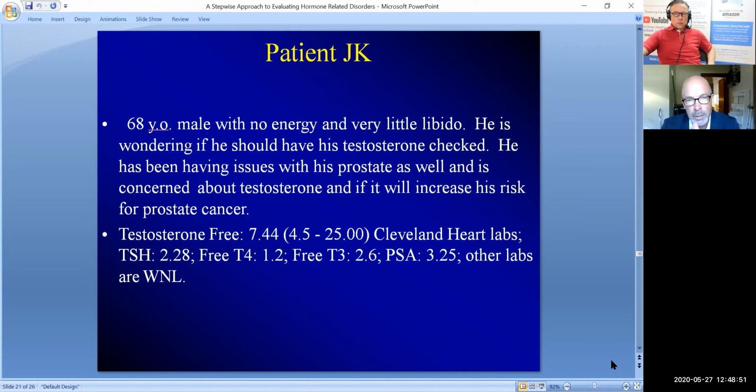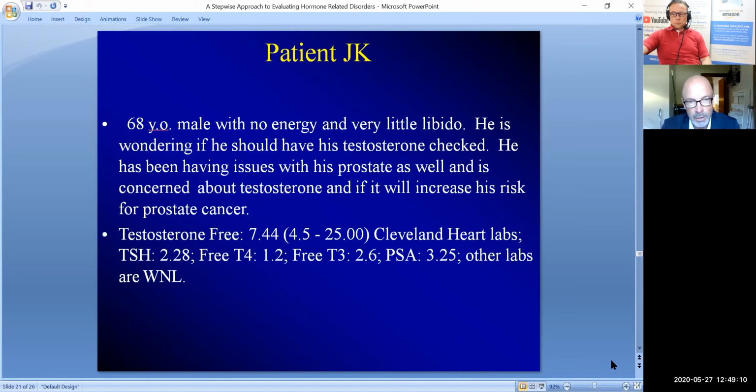In this gentleman, we did, okay, I'm going to actually step back a little bit. So the challenge sometimes is, in this case, I use Cleveland Heart Labs because Cleveland Heart Labs will take Medicare patients that we see, versus we'll use Quest Labs.